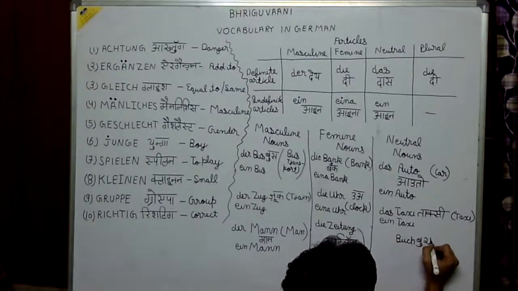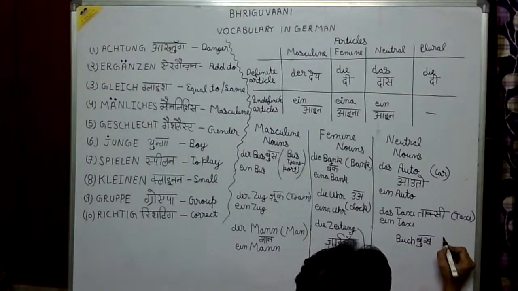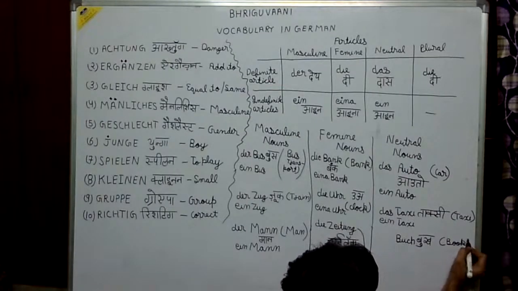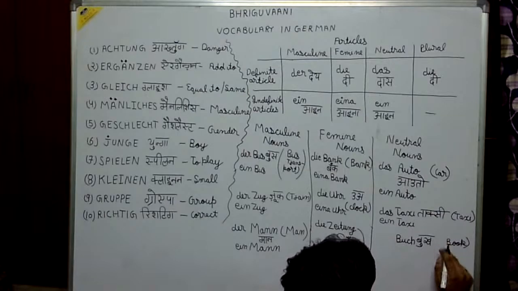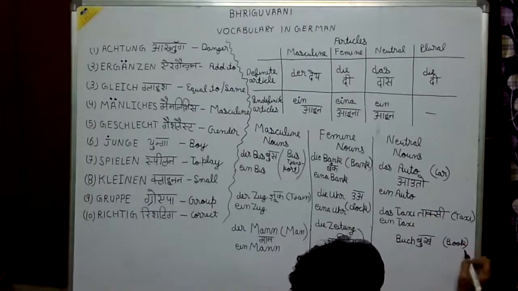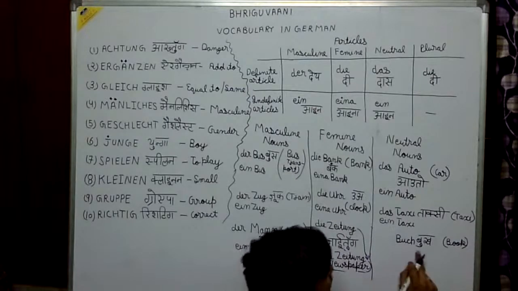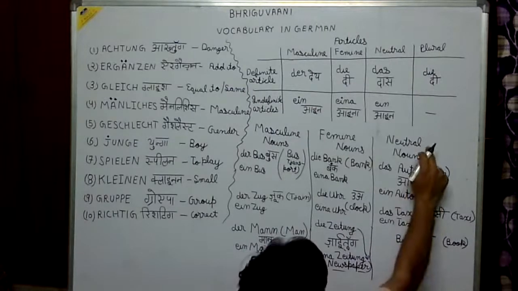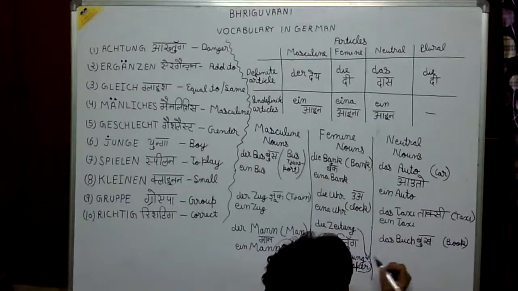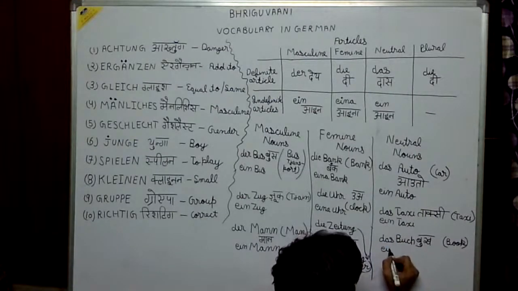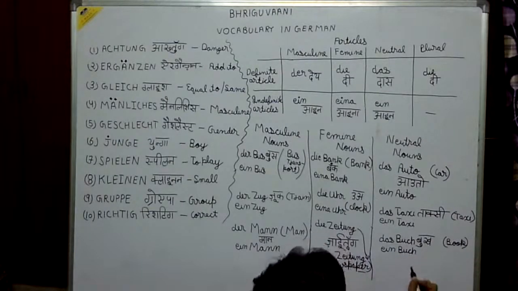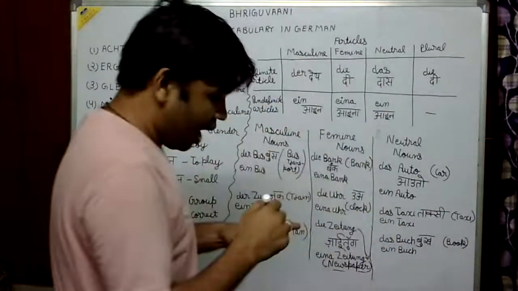This word is book. And what does this book mean? This book means book, as we say in English. So, what is this book? This book is a neutral noun, and for a neutral noun, we use das Buch, or ein Buch.